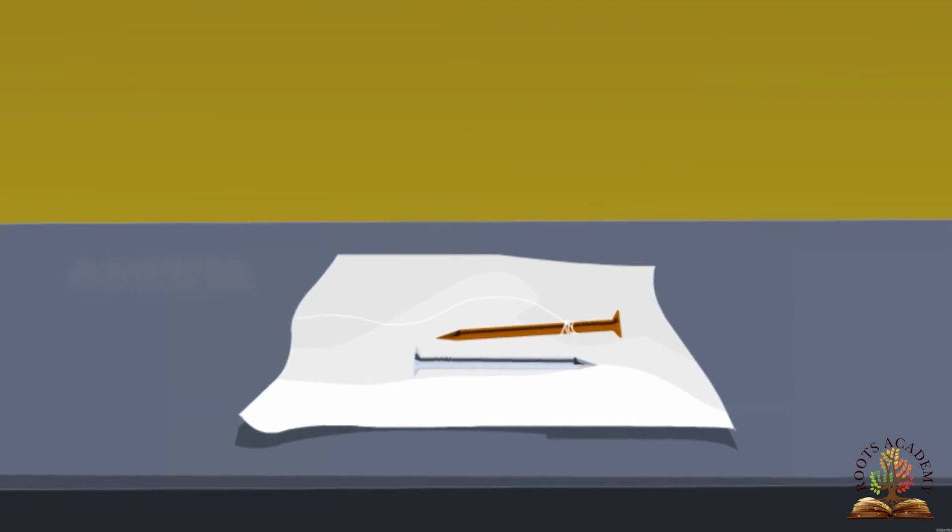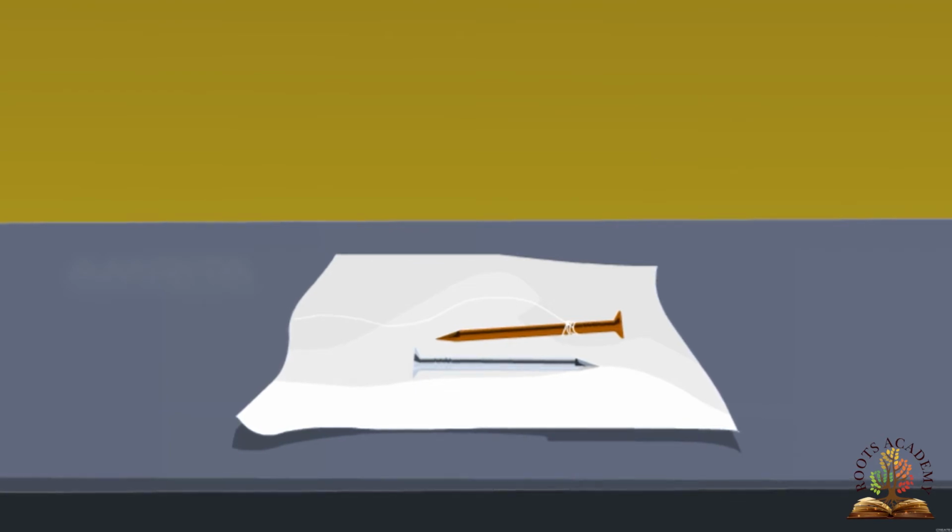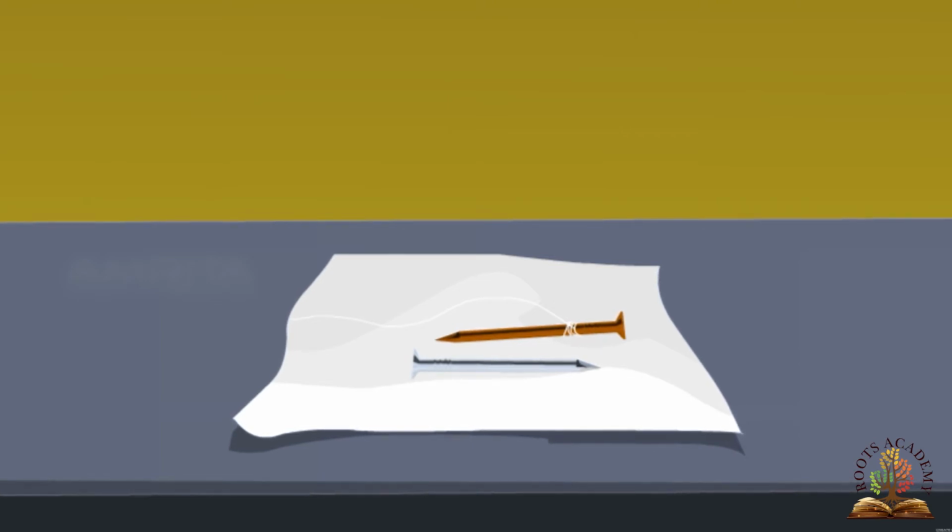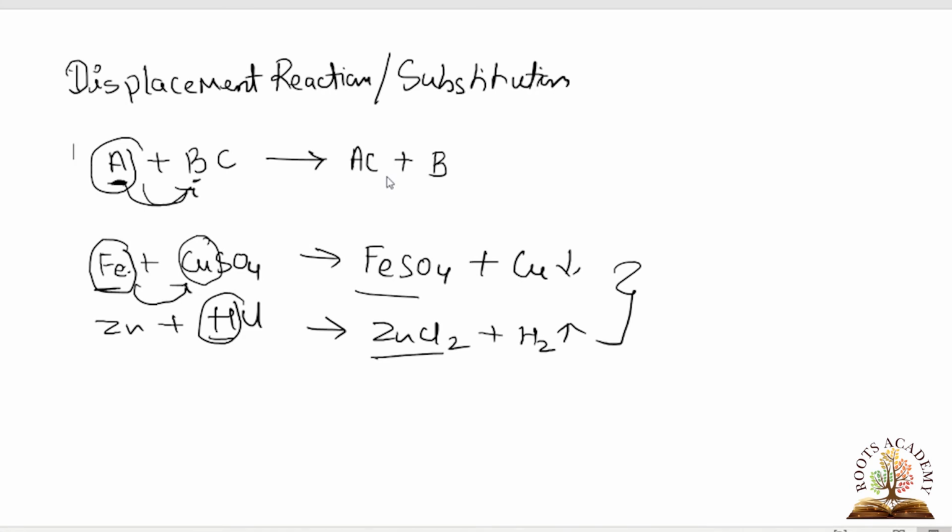In this reaction, the ferrous ions displace copper ions from the copper sulfate solution. So the reaction is a single displacement reaction. The another type of reaction which is there in class 10 is double displacement reaction.